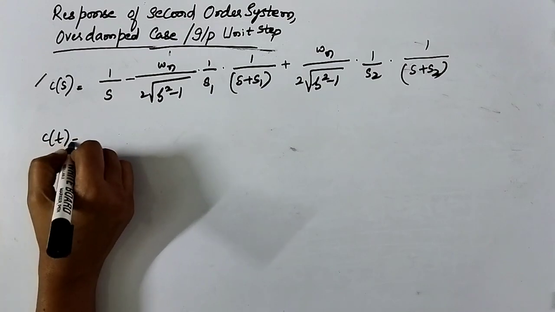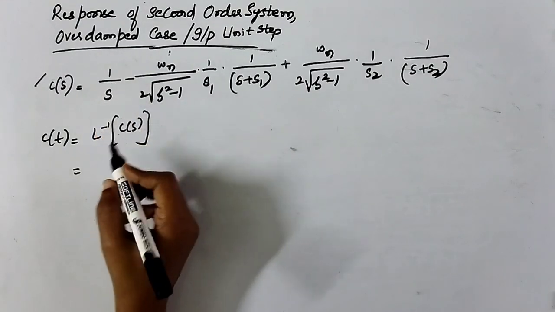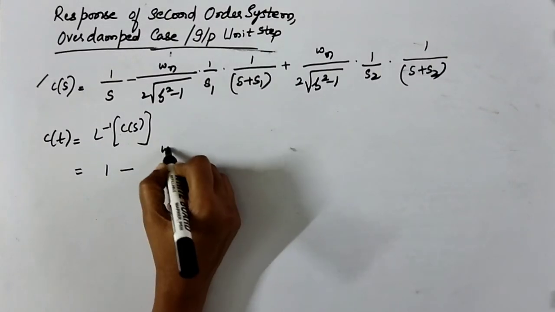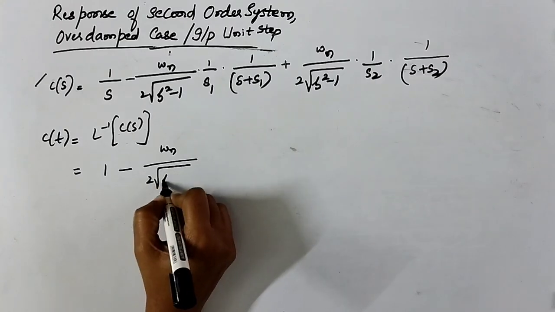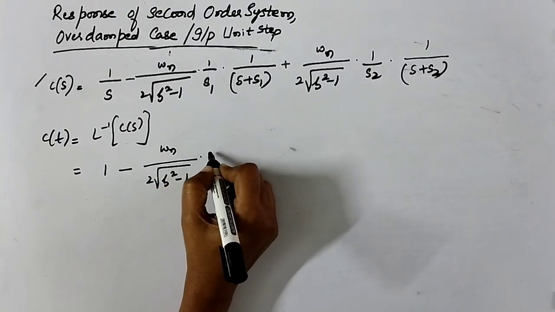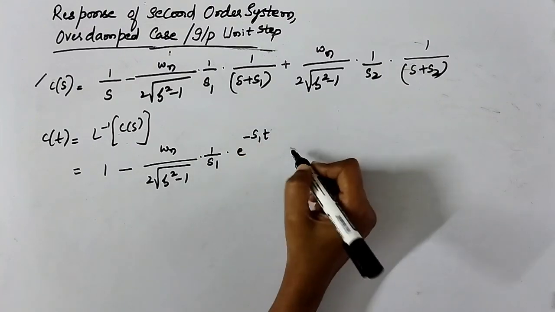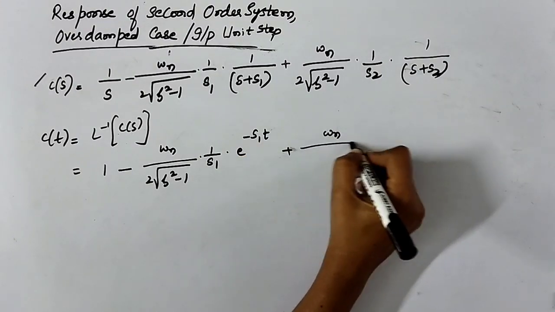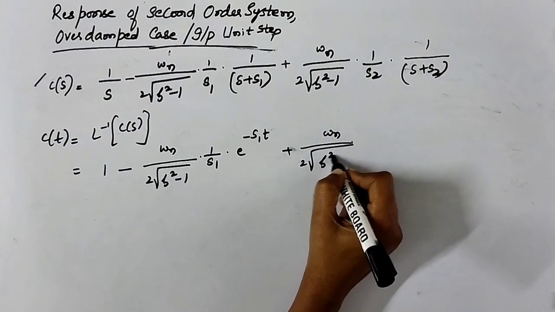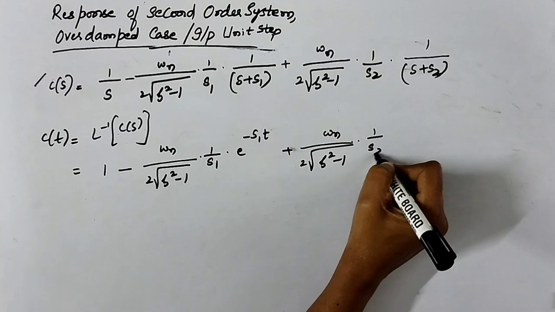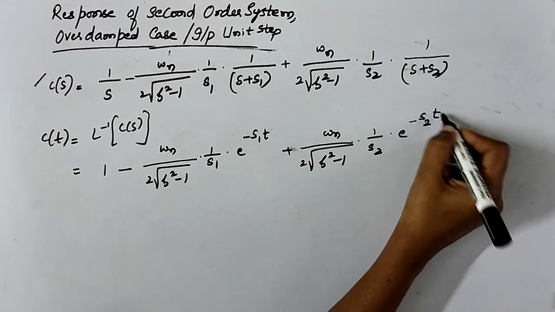Time response C of t is Laplace inverse of C of s. Laplace inverse of 1 by s, that is 1, minus omega n, Laplace inverse of the whole of this term, omega n by 2 root over zeta square minus 1 into 1 by s1 into e power minus s1 into t, plus omega n, Laplace inverse of the third term, root over 2 zeta square minus 1 into 1 by s2 into e power minus s2 into t.